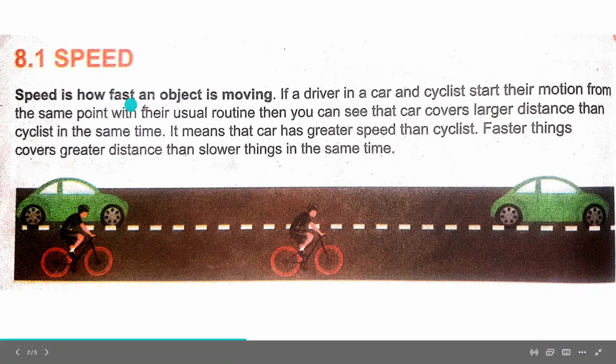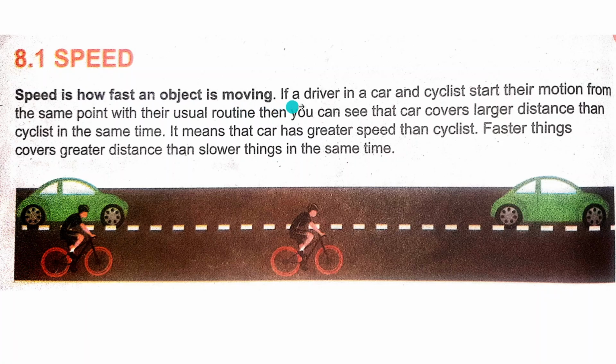Speed is how fast an object is moving. If a driver in a car and a cyclist start their motion from the same point with their usual routine, then you can see that the car covers larger distance than the cyclist in the same time. It means that the car has greater speed than the cyclist. Faster things cover greater distance than slower things in the same time.